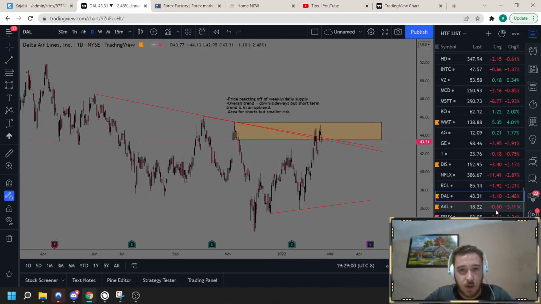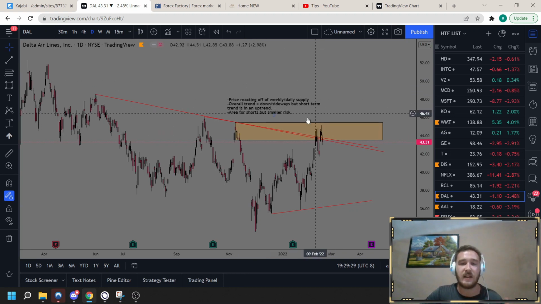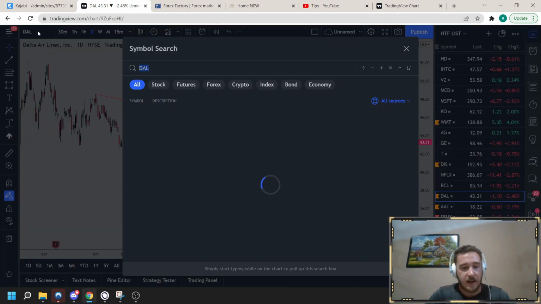If we go to Delta Airlines, okay, here's another example. Price is overall reacting off of weekly and daily supply. Overall trend is down slash sideways, short term. Trend is in an uptrend short term, relative to what's happened over the last 60 days. But we are reacting off an area where price previously pushed this thing all the way down. It's reacting off of momentum. So this is another example of, hey, looking for selling opportunities on like 1 minute, 5 minute makes sense to me, instead of buying 1 minute zones.